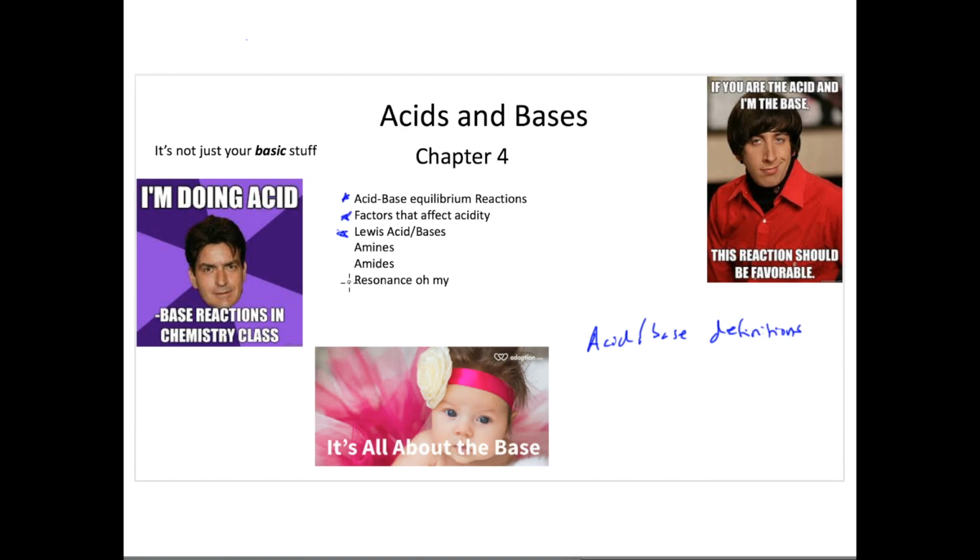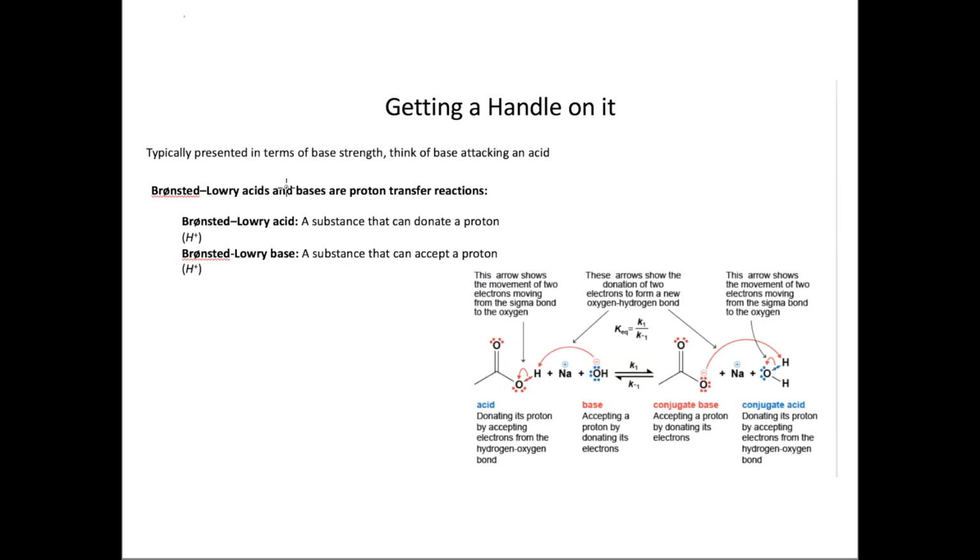We need to talk about things that affect acidity, so what can make something more acidic or less acidic. And then we have equilibrium reactions that we need to discuss as well. Which direction should the equilibrium be pushed? And we need to talk about amines and how they react and what they do, and then how resonance can actually influence acidity. So there's quite a bit to discuss in this chapter, so hang on tight.